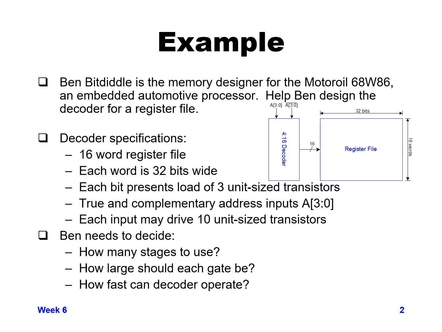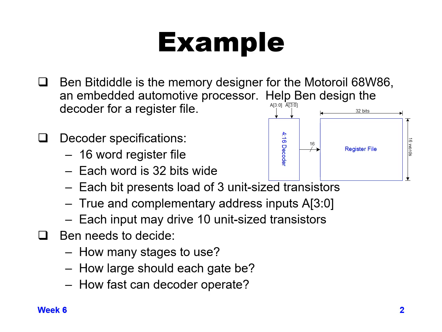Coming into the decoder, we have true and complementary address inputs. So we have 4 bits coming in. It's a bus A sub 3:0, 4 bits coming in, and we have both the A and A bar values coming in. And each input is being driven by a driver external to that decoder that can drive up to 10 unit size transistors. So keep in mind that's about 3.3 times the size of a minimum size inverter.